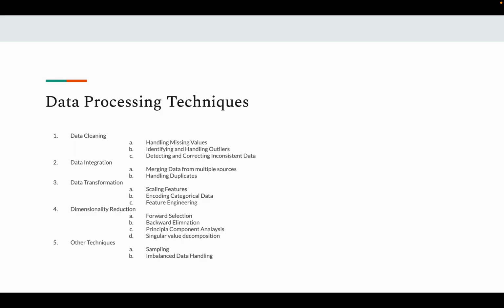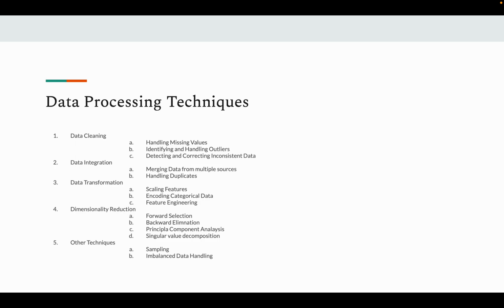Then the fourth point is dimensionality reduction. There are a few dimensionality reduction techniques: forward selection, backward elimination, PCA, that is principal components analysis, and singular value decomposition. And maybe some other techniques like sampling. Sampling means if we have a lot of data, or our dataset is too big, we may have to pick a few data from there to train the model.